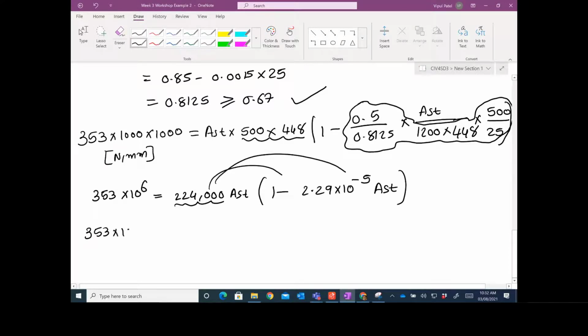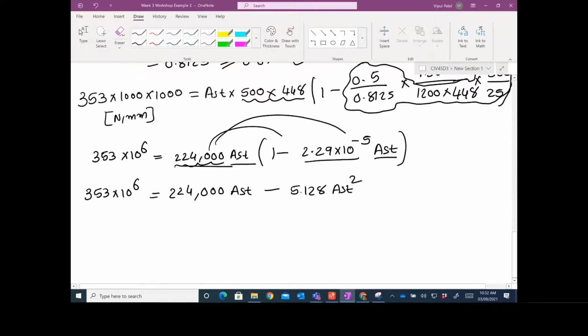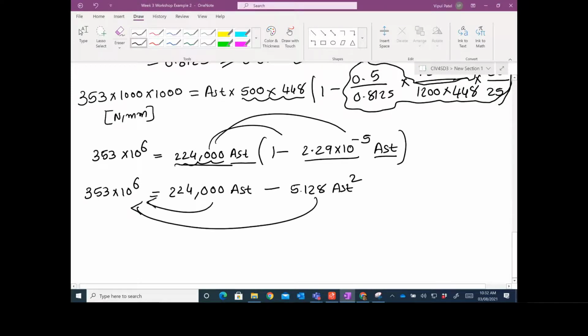So 353 times 10 raised to 6 is equal to 224000 AST. And then you multiply this number with this number, you get minus 5.128 AST square, because you have AST and AST, you have square. Let's bring this one across. So 5.128 AST square minus 224000 AST plus 353 times 10 raised to 6 equal to 0.